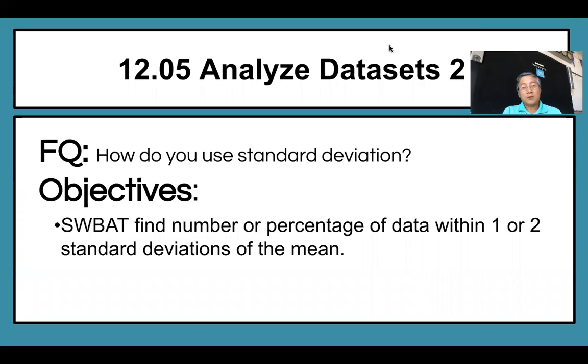Hi everyone. Today we are going to talk about 12.5, analyzing data sets, second part. So we are going to find the number or percentage of data within 1 or 2 standard deviations of the mean. So how many data are in the range of 1 standard deviation or 2 standard deviations from the mean.